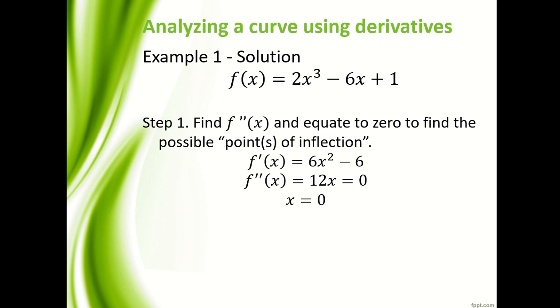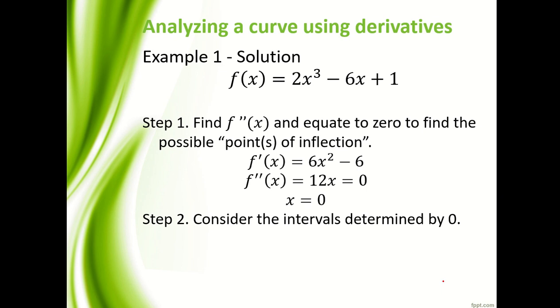So we find f double prime of x and equate it to 0. When you equate this to 0, we can solve for x. So 12x, divide 12 on both sides, so 0 over 12 is still 0. Therefore x is equal to 0. Now the next step, consider the intervals determined by 0.